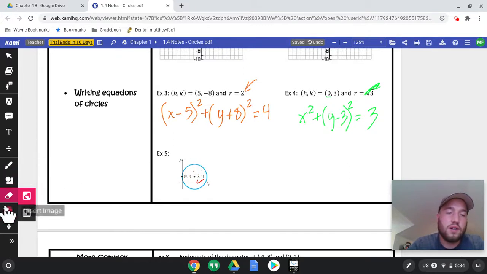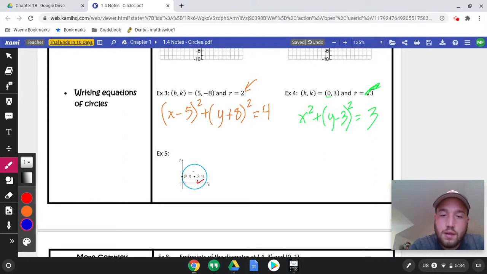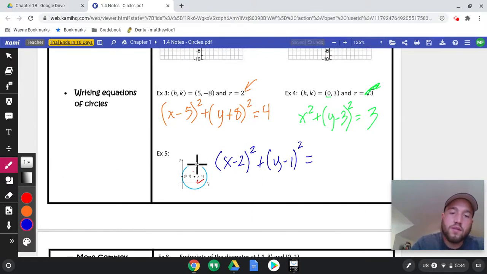So we'll start off with the first part of the equation, and we know it's going to be x minus 2 quantity squared plus y minus 1 quantity squared equals. Now, if we look here, that point 0, 1, this is a point 2, 1. They have the same y value. It moves over a distance of 2 here. So we know the radius is going to be 2. So we do 2 squared, which gives us 4, just like on example 3.